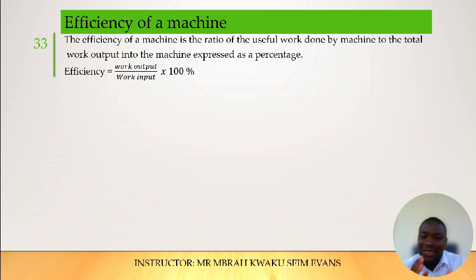All the machines you see are not 100% efficient. They cannot convert all the energy input into useful work. It's not possible. So definitely part of the energy is used to overcome friction, part of the energy is used to produce heat. So a machine cannot be 100% efficient.